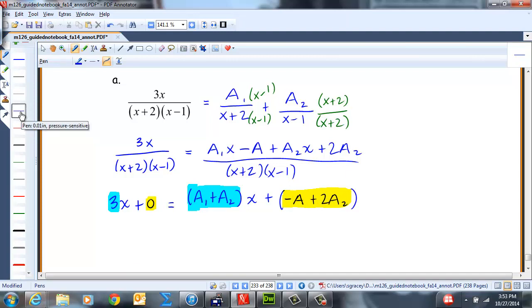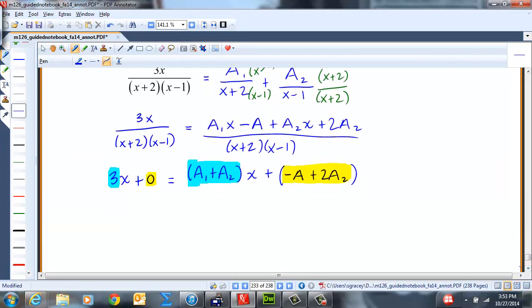So now it's kind of weird. Instead of solving for x, we're solving for the coefficients to the x's and the constant. So what happens is we end up having a system of equations that we solve. So equating the blue, we're going to have a1 plus a2 is equal to 3. And equating the yellow, we'll have negative a1 plus 2 times a2 is equal to 0.